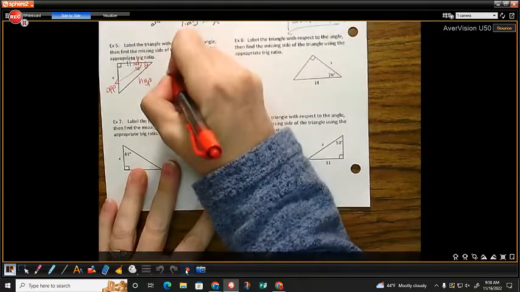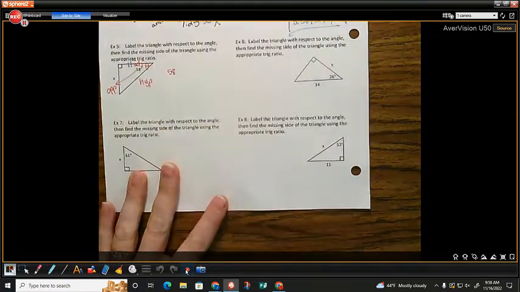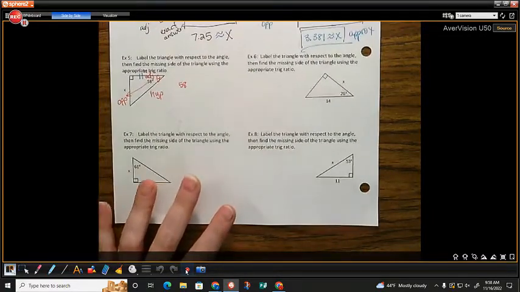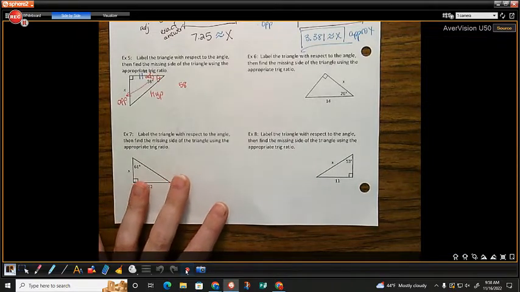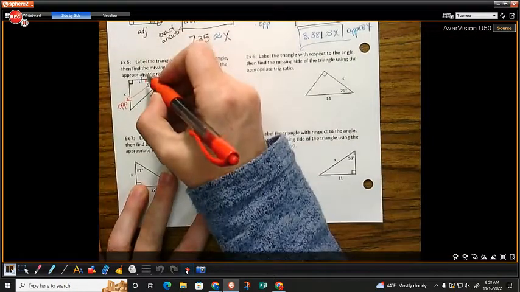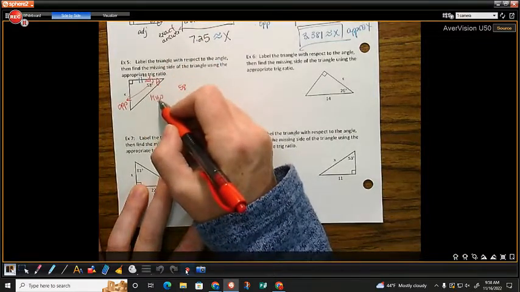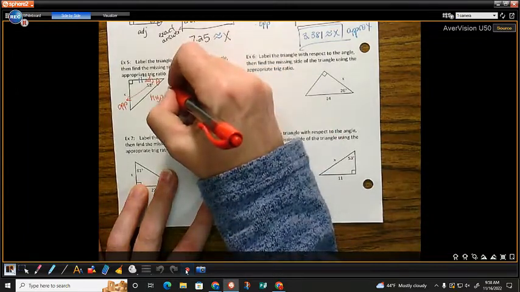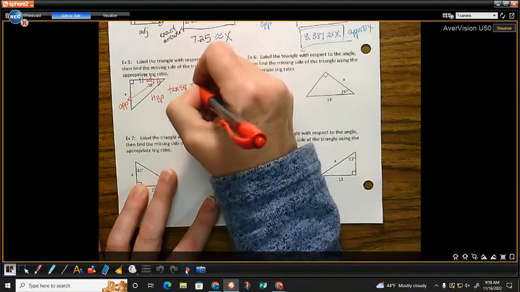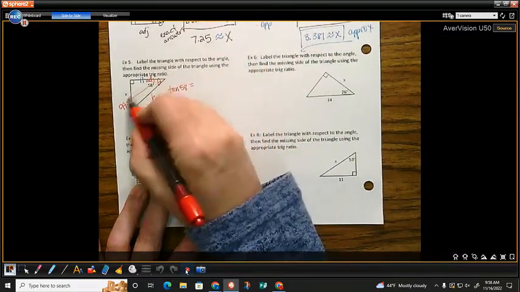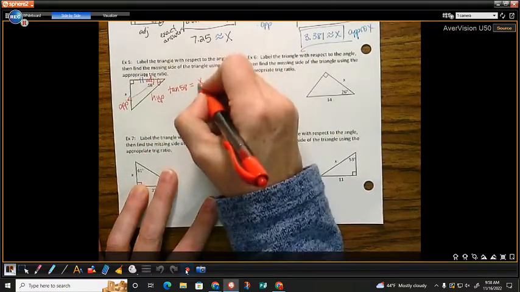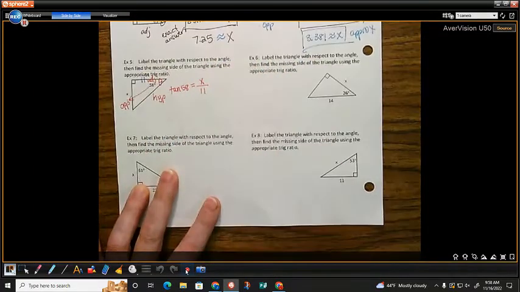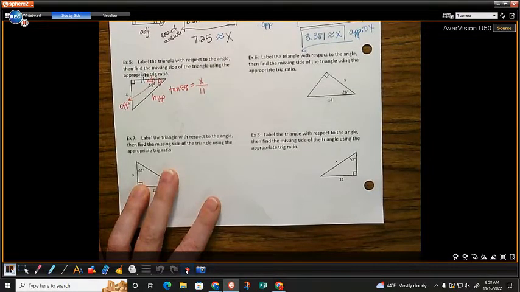I know I'm going to use the 58-degree angle. Somebody tell me which trig function you picked. Maddie, which trig did you decide on? Tangent? Let's see. We don't have a number for my hypotenuse, so I can't use sine or cosine. That just leaves me tangent. So the tangent of 58 is opposite over adjacent, so that's x over that mystery 11. Am I setting up right?